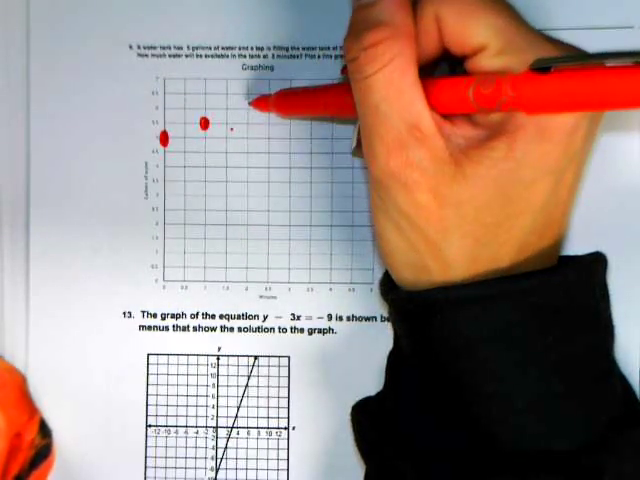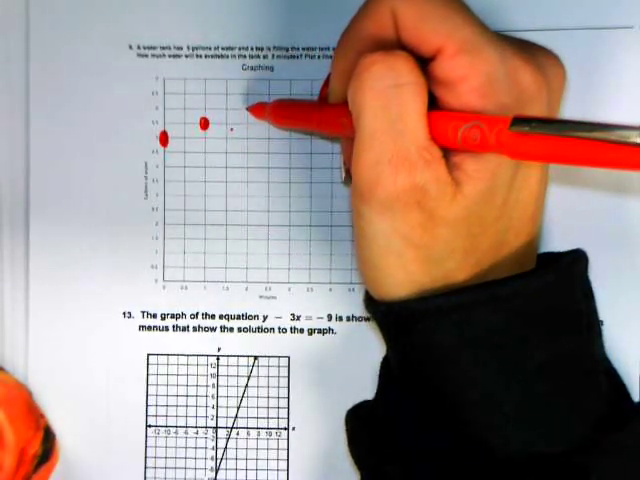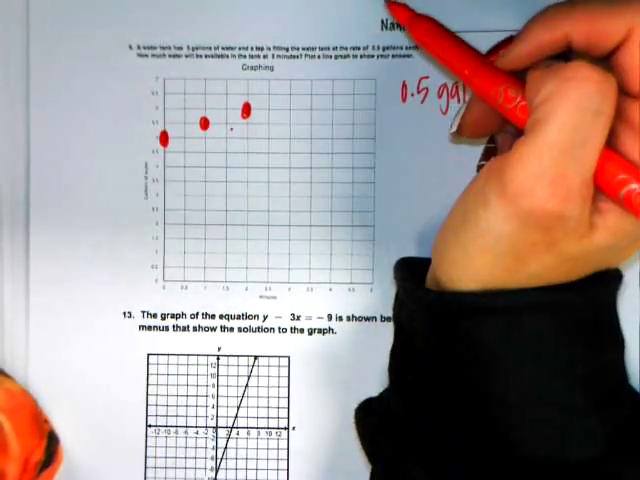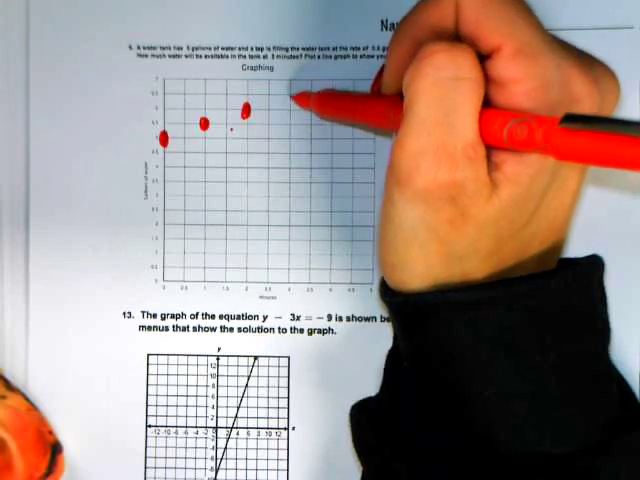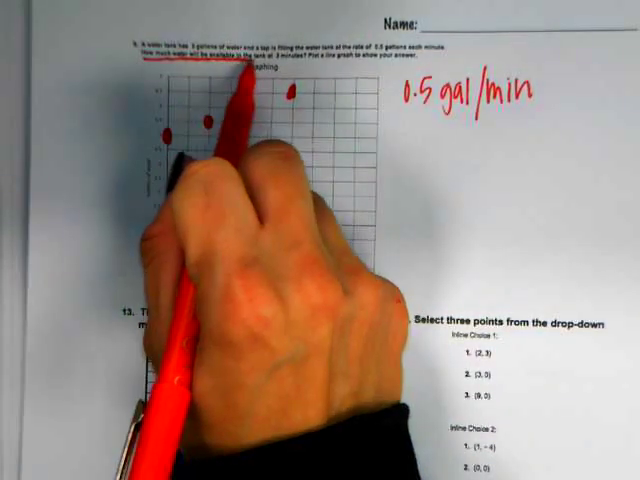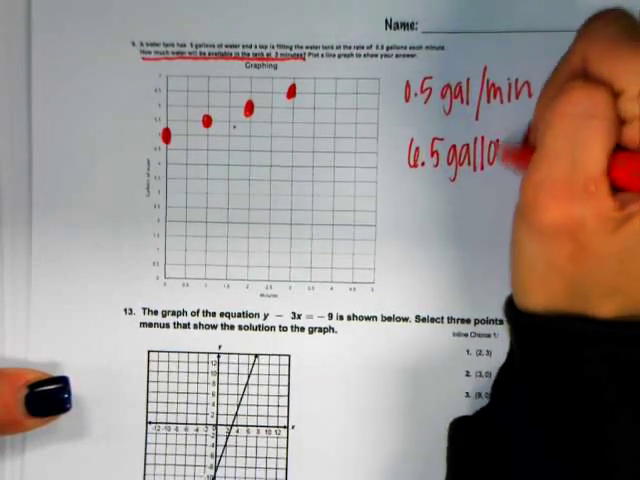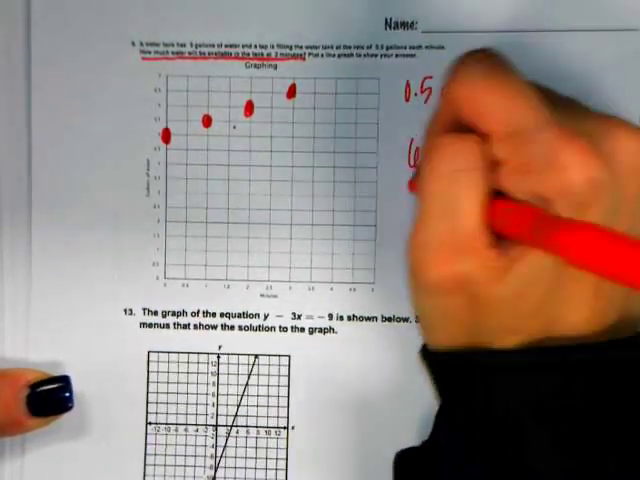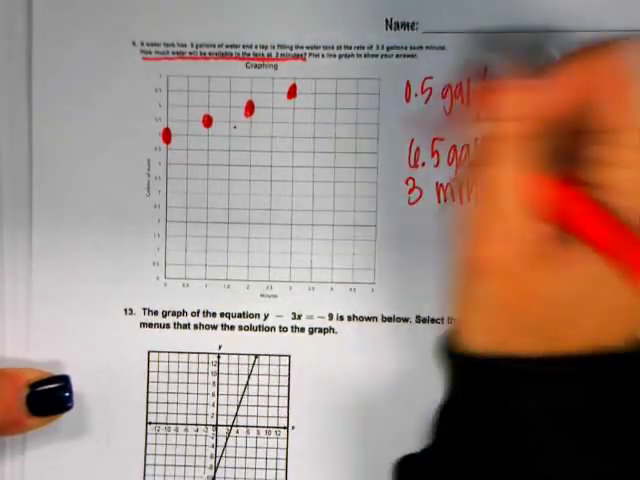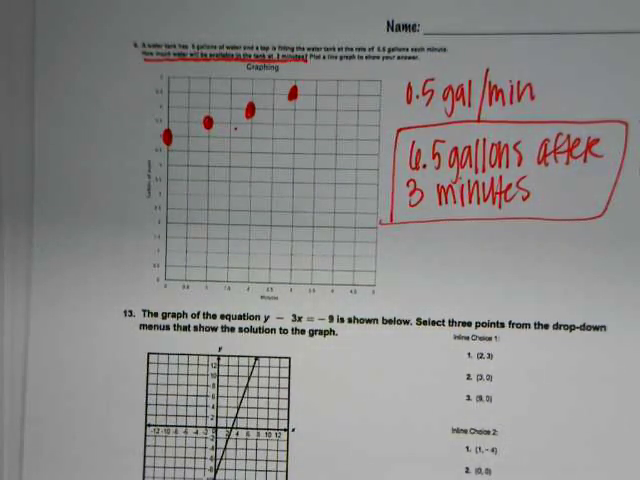And then after 2, how many? 2 would be what? 6, yep. And then 3? Yeah. Okay. So, and then it asks how much water will be available in the tank at 3 minutes. So what would that be? Yeah. Does that make sense? Yeah? Okay.